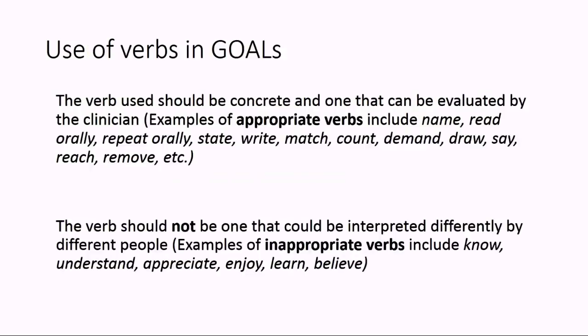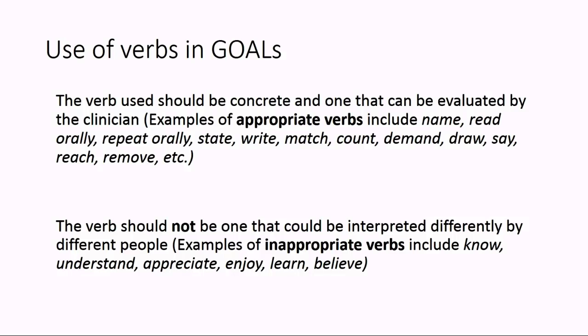The verbs are very important in goals. They should be concrete and they should be things that can be evaluated or seen. So examples of appropriate verbs include: Jane will be able to name something. Jane will be able to read orally at a second grade level. Jane will repeat orally. Jane will state the names of 3 states. Will be able to write, match, count, demand, draw, say, reach, remove. These are all observable verbs, things that you can actually observe and measure.